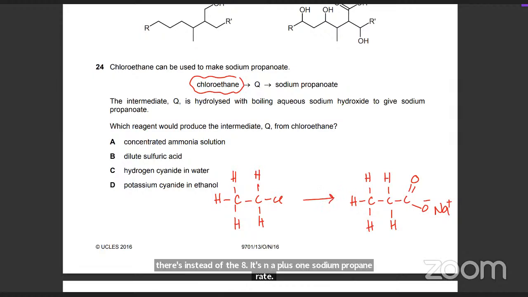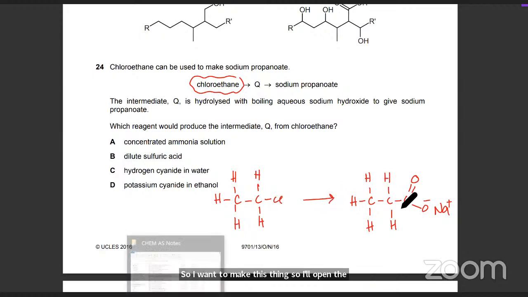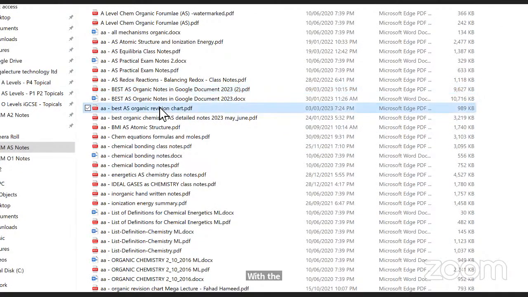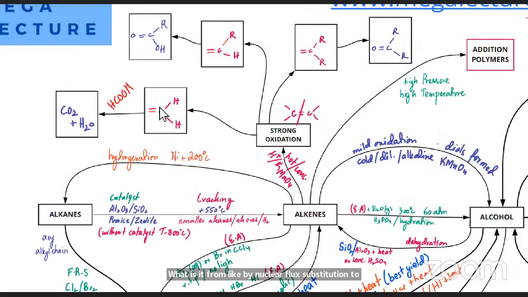So I'll open the chart. How do you go from a halogenoalkane to a carboxylic acid or its salt? Where's the revision chart? It's going to be by nucleophilic substitution, to a nitrile, and then hydrolysis.